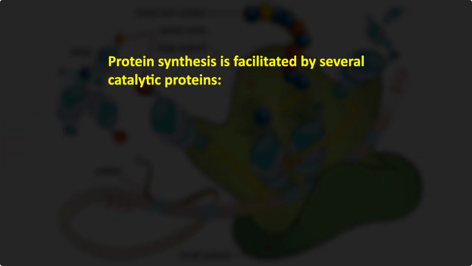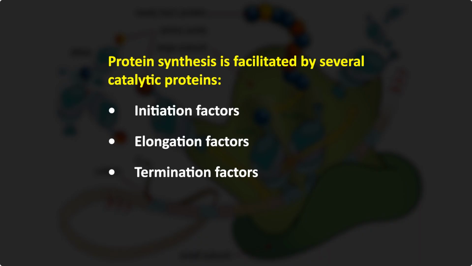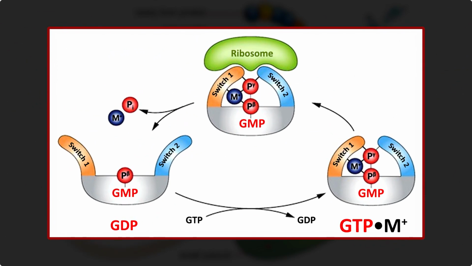Protein synthesis is facilitated by several catalytic proteins, which include initiation, elongation and termination factors, and guanosine triphosphates, that is GTPs. GTP is a molecule that releases energy when converted into guanosine diphosphate, or GDP, from GTP.